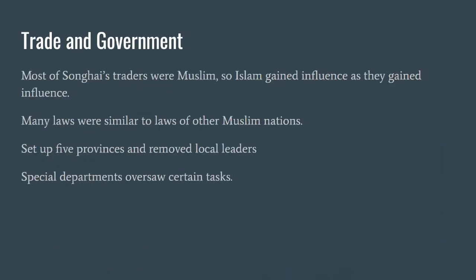So most of Songhai's traders were Muslim. Islam is huge in this part of Africa. Even today, many people who live there are Muslim. And so some of the laws are similar to those of other Muslim nations because they still follow those 5 pillars of Islam, and that is their national religion.